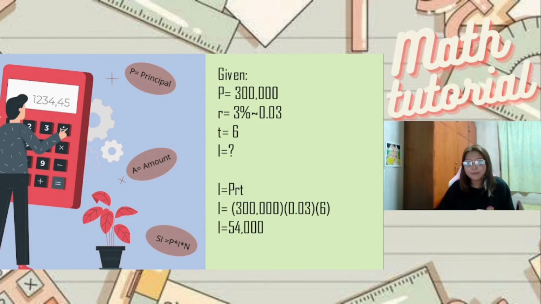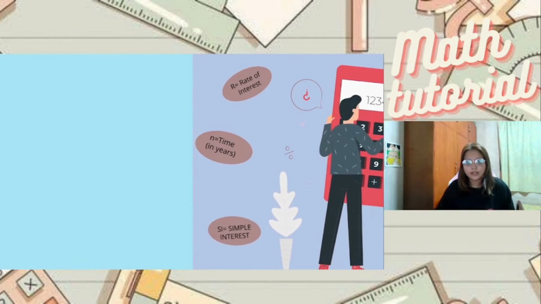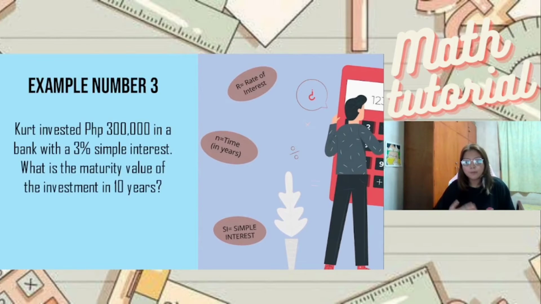Pero paano naman pag ganito yung tanong? So, sabi nga dito sa example number 3, Kurt invested 300,000 pesos in a bank with a 3% simple interest. What is the maturity value of the investment in 10 years? So, tandaan natin yung word na maturity value and investment in 10 years.